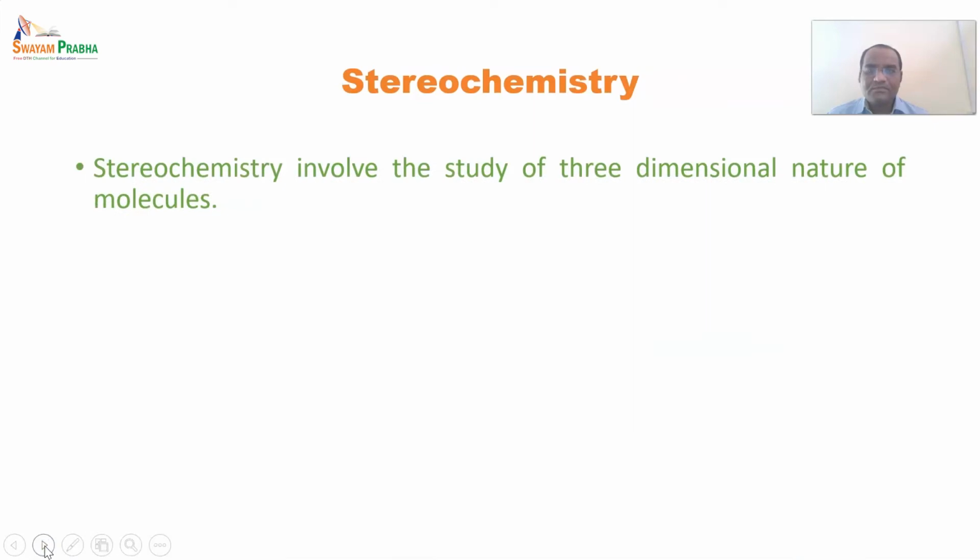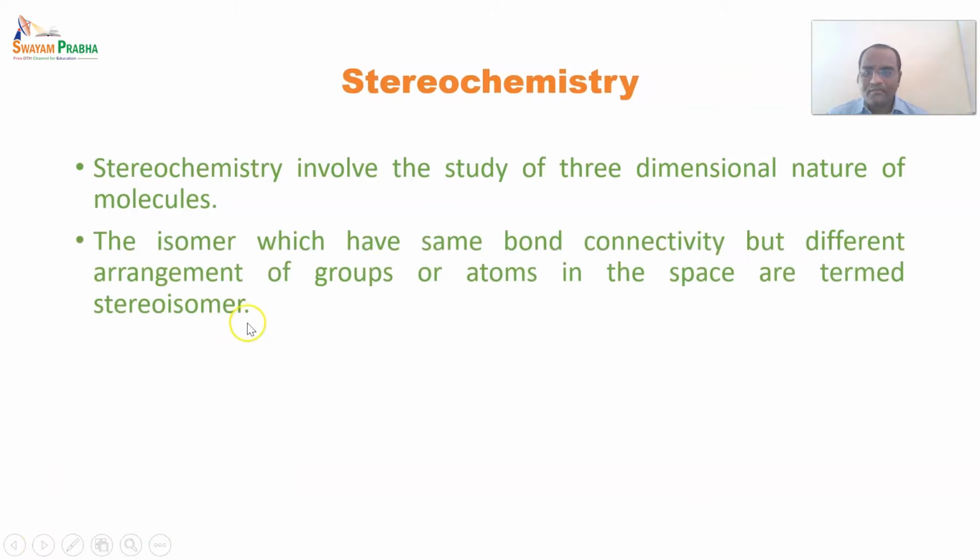Stereochemistry involves the study of the three-dimensional nature of molecules. Whatever structures we look at in chemistry, whatever is written on the board or paper, are nothing but two-dimensional structures, but in actual they are three-dimensional structures. Isomers which have the same bond connectivity but different arrangement of groups or atoms in space are termed stereoisomers.